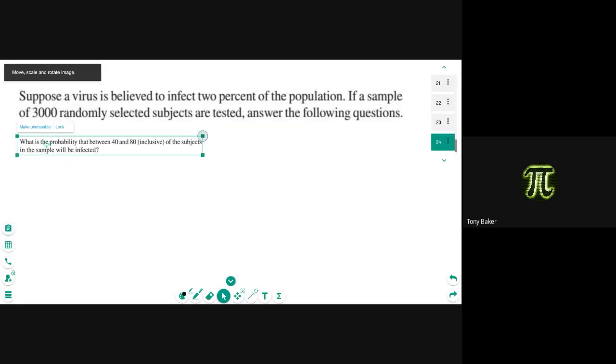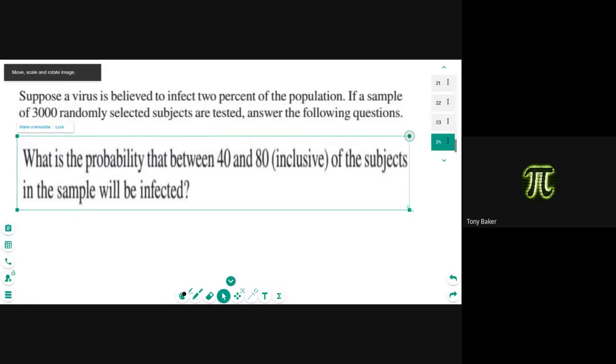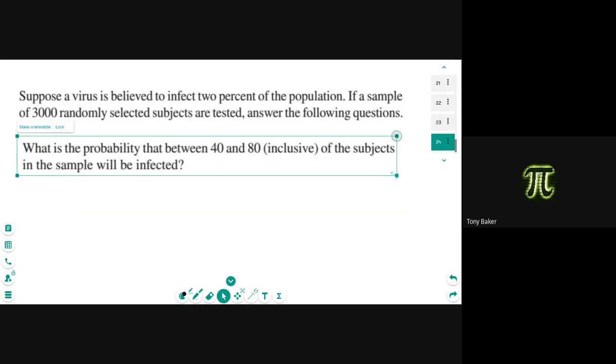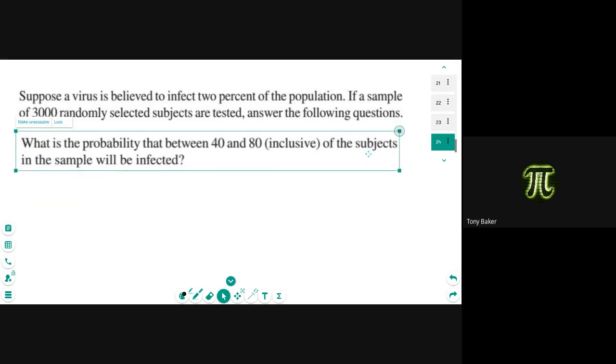And then there's the question. High probability, right? Probably that will be very high. That's what I want to know. I want to know what the probability is.